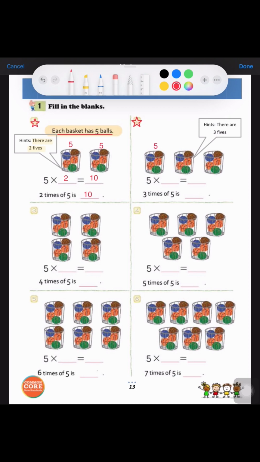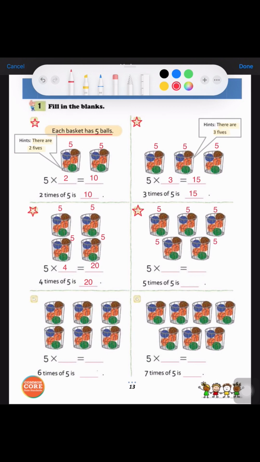Next, there are 5 balls in each basket, and there are 3 baskets. So 5 times 3 equals 15. There are 15 balls. Next question. Each basket has 5 balls, and there are 4 baskets. So it will be 5 times 4. 5 times 4 equals 5, 10, 15, 20. Yes, it's 20. So 4 times of 5 is 20.